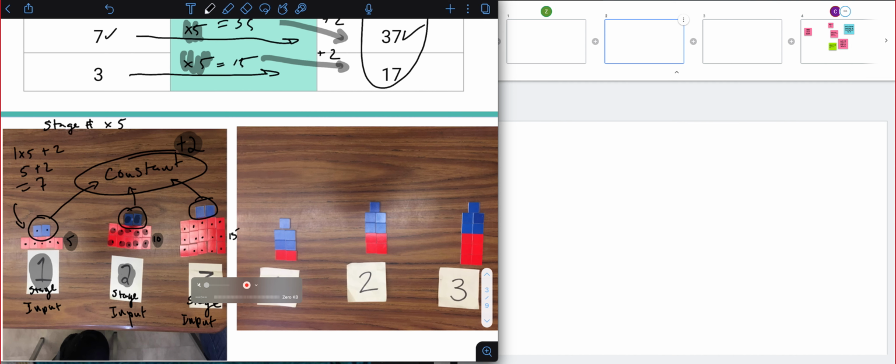Okay, and so on and so forth. This looks like the rule, right? The rule you just came up with above. So we're going to take our stage number or input. We're going to multiply by 5 and then add 2. That's going to equal the number of tiles.